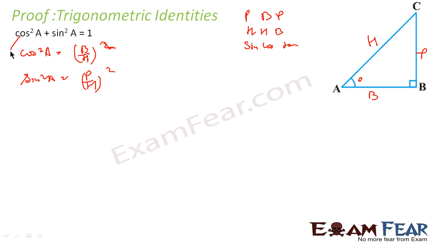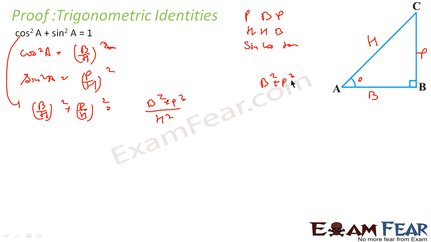So cos square A plus sin square A will be B by H square plus P by H square. This is nothing but B square plus P square by H square. We know that since it is a right triangle, B square plus P square will be equal to H square. Hypotenuse square is equal to base square plus perpendicular square. So this becomes H square by H square, and that is nothing but 1. So we have proved that cos square A plus sin square A is equal to 1.